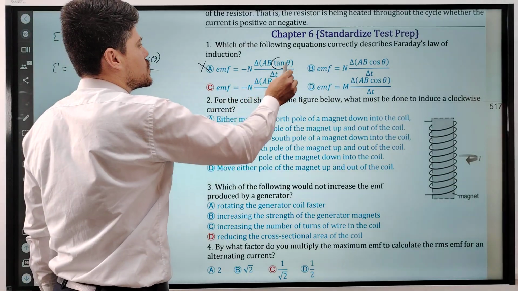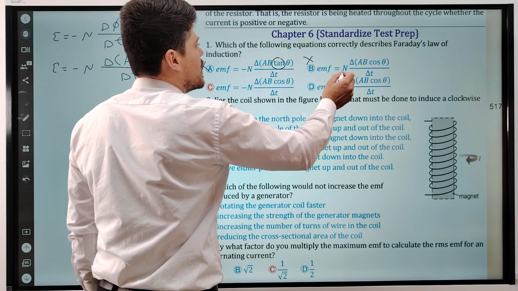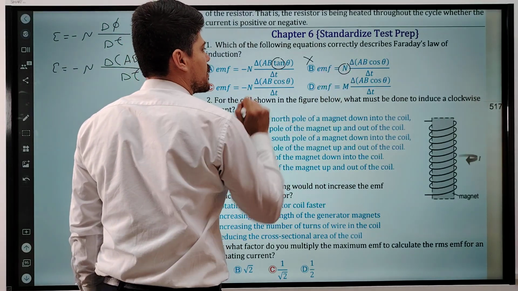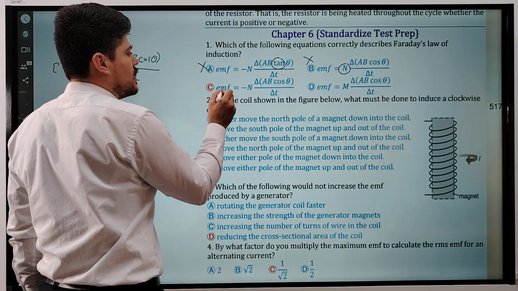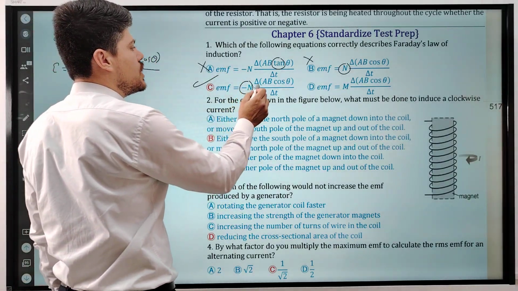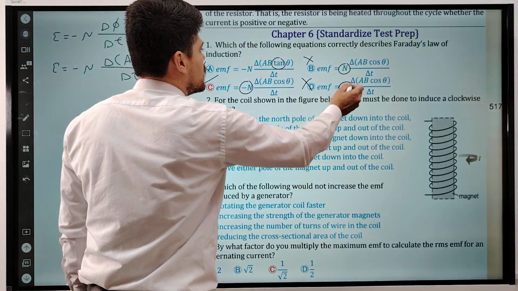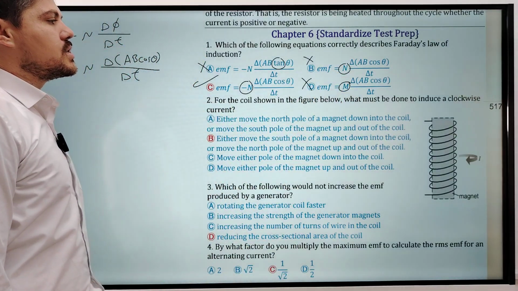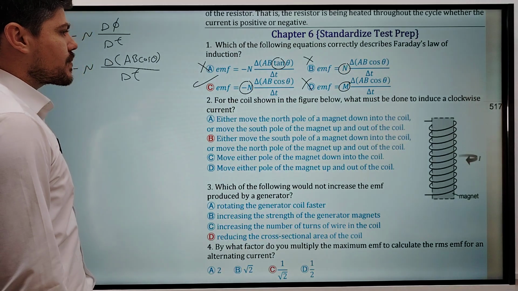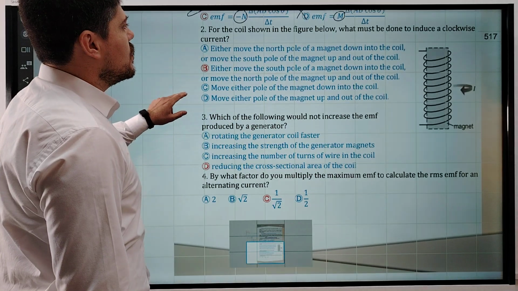Why? Because this is not tan. The second one also is wrong. Why? Because there is no negative here. Okay, and C is correct. Why? Because we already have negative N and change in AB cosine theta over time. D is wrong. This is not Faraday's law of induction. Okay, this is question 1.